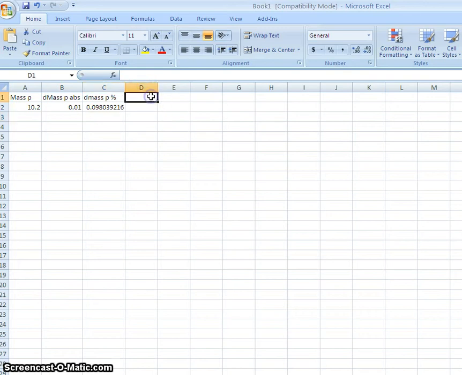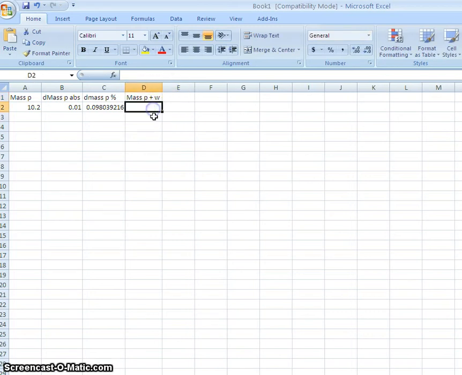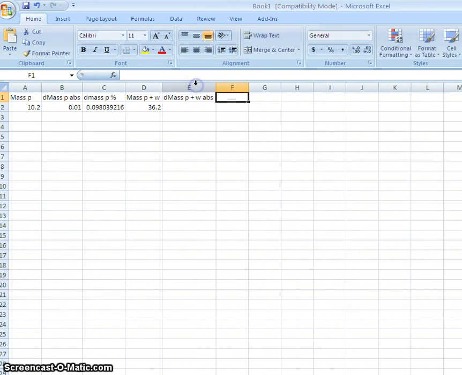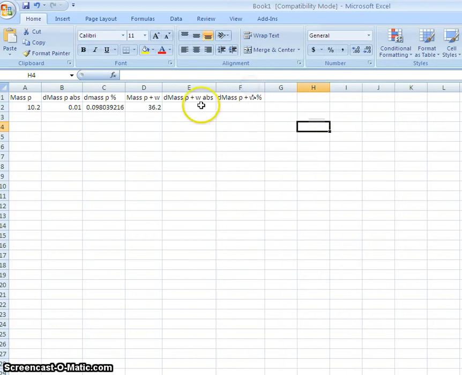And the second thing I recorded in the experiment was the mass of the pycnometer plus water. Again, this would be an experimental number. Let's just say that I got 36.2. And I need to put my uncertainties in as well. I'll just put it in like this. I need to make a column for the percentage uncertainty, and we can fill those in.